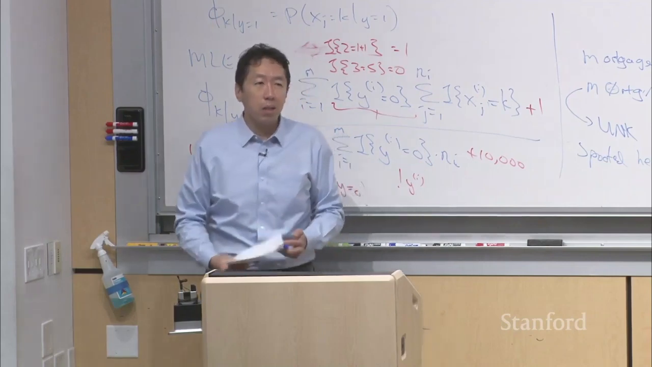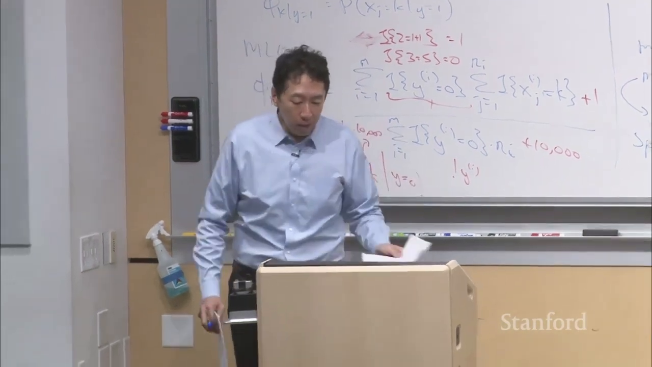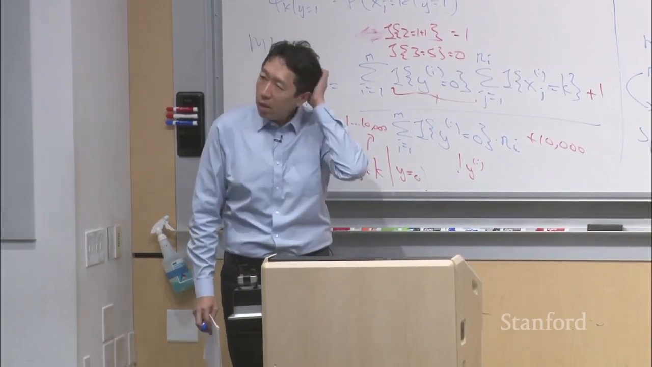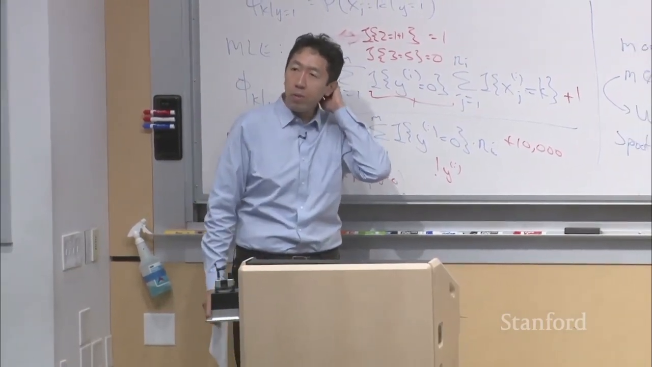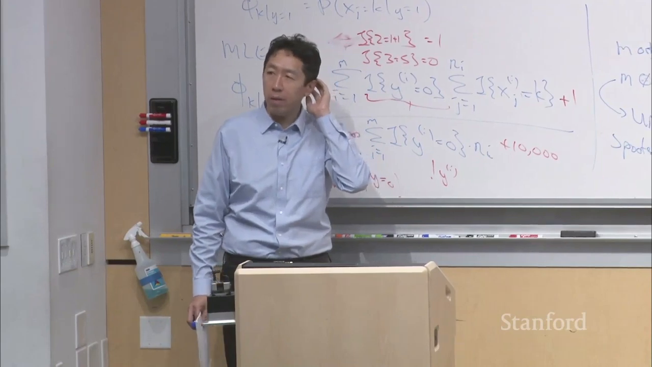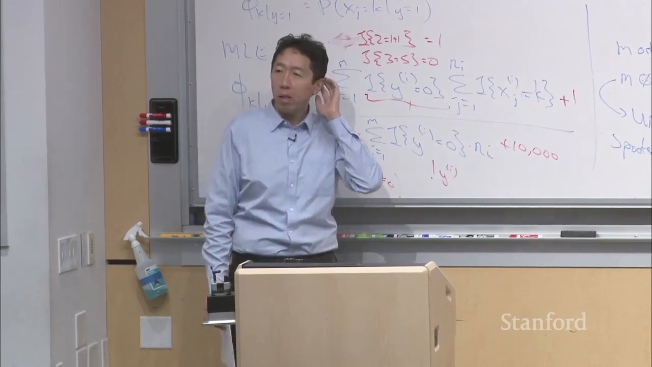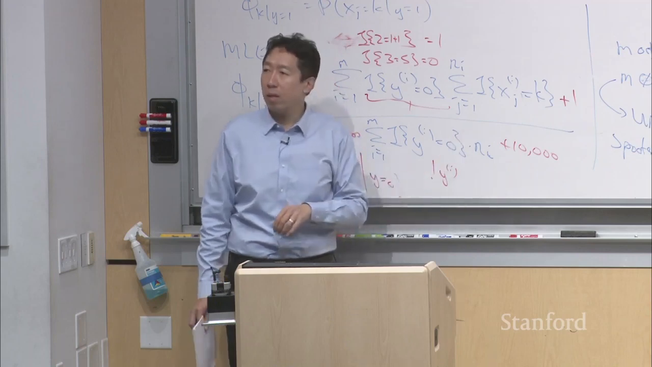All right. So that's it for naive Bayes and generative learning algorithms. The next thing I want to do is move on to a different type of classifier, which is a support vector machine. Let me just check if there are any questions about this before I move on.